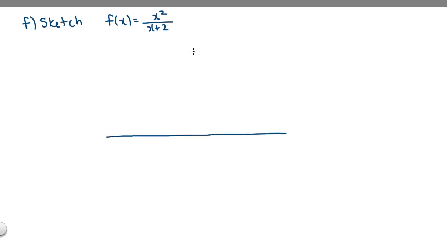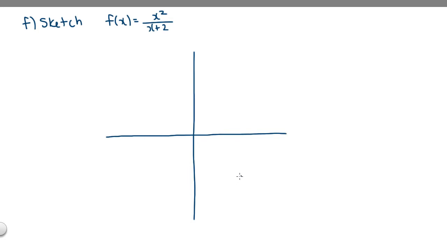So now we can go on to the very last part of the question. We are going to sketch our function. So remember, our function looks like f of x is x squared over x plus 2. All right, so I'm going to make a nice big sketch here. We'll give ourselves lots of room. And we can think about what kinds of values we're going to need to be plotting here.